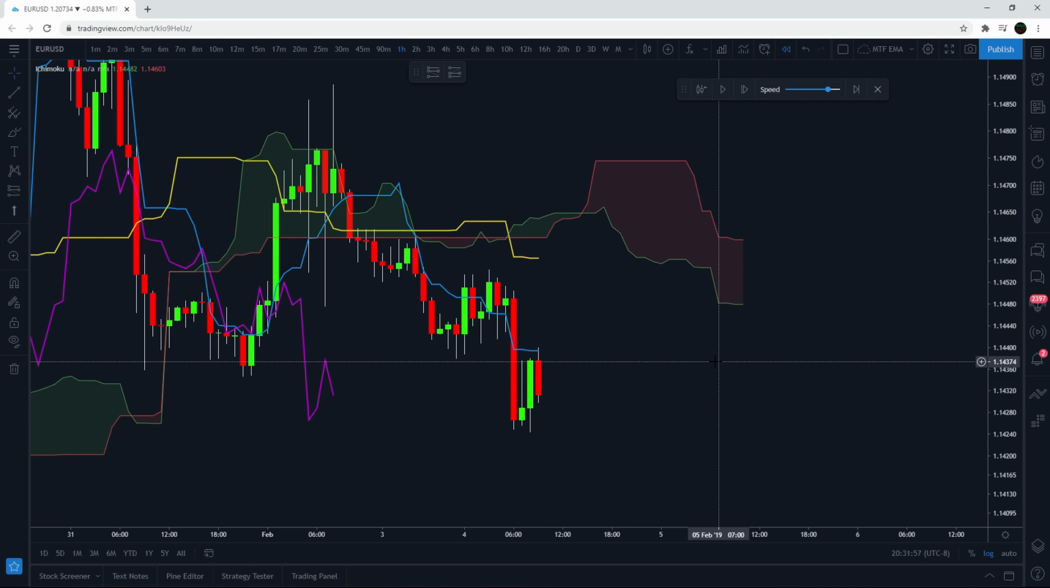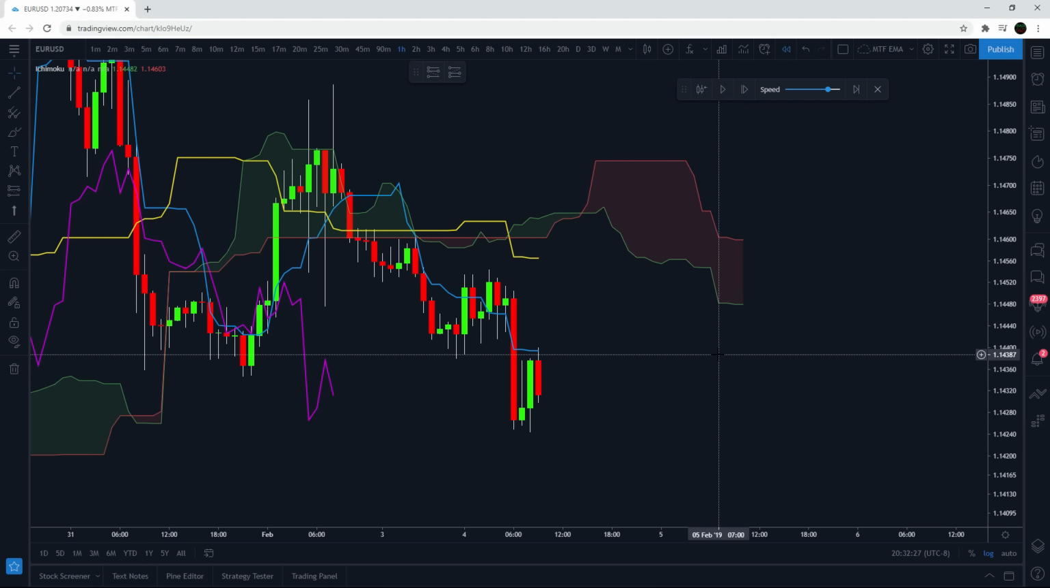I mean, I'll list the rules out simply. You're waiting for that close over the cloud or under the cloud. You're waiting for that cloud to shift. The most recent cloud needs to shift in the same color of the direction you're taking the trade. You need to make sure that the conversion line has crossed above or below the baseline in the direction of the trend you're taking. And you need to wait for the lagging span to cross above or below the cloud, depending on the direction of that trade that you're taking, okay?